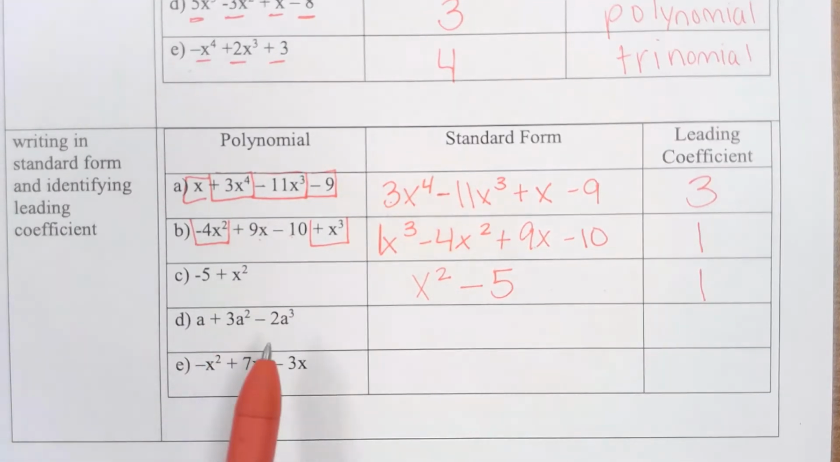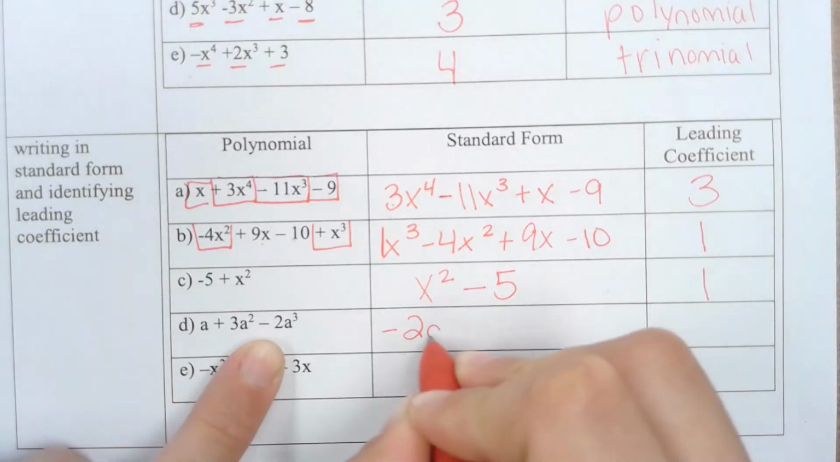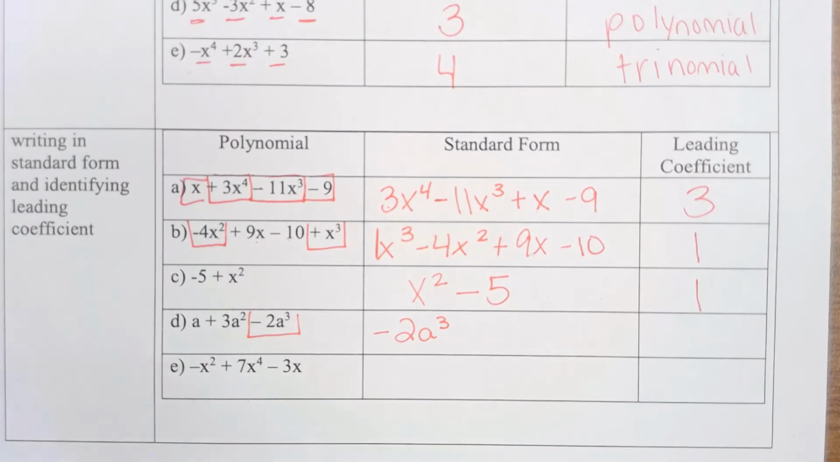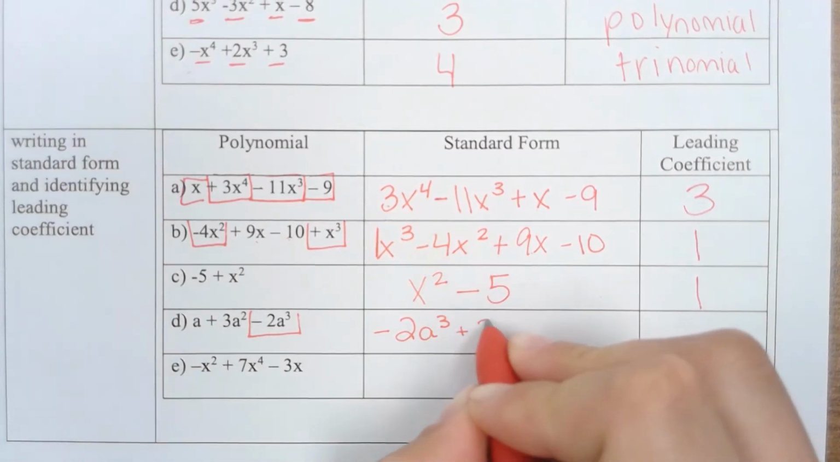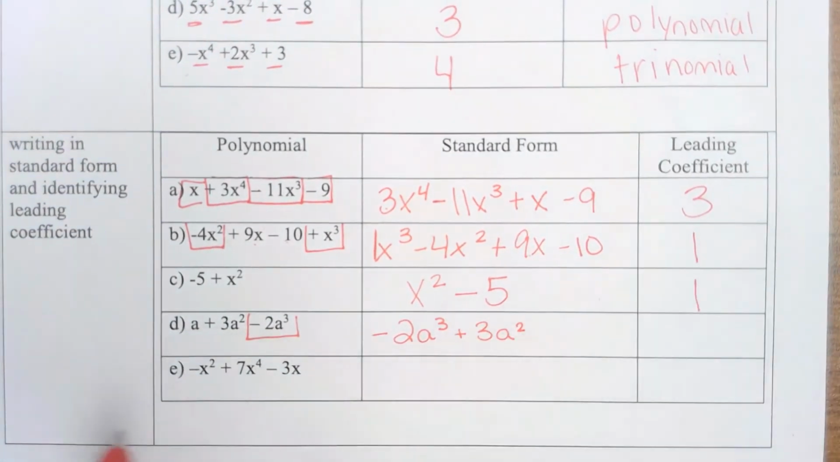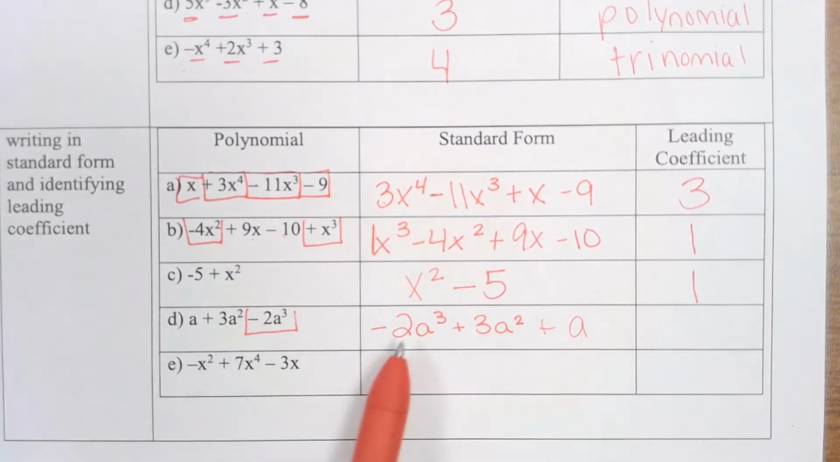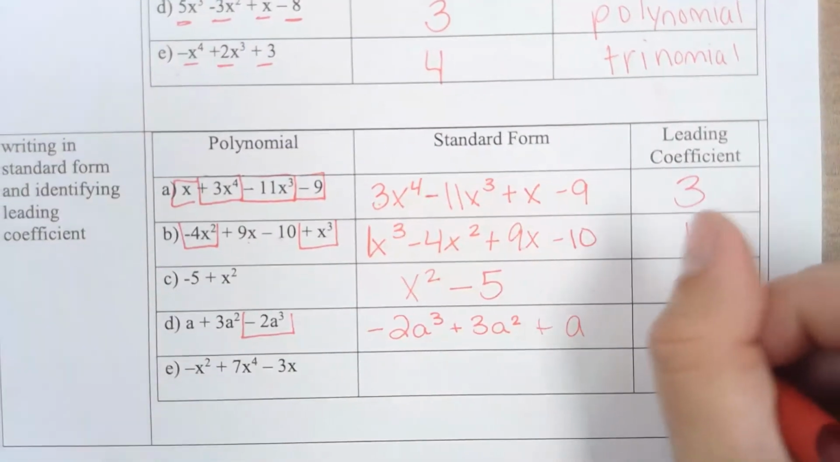Okay, so for D, again, you're going in alphabetical order with your highest exponent. So in this case, you guys should have started with that negative 2a cubed, because remember, a minus sign is really just a negative sign. Then your next term should have been this 3a squared, so plus 3a squared. And then your last term should have been this plus a. Okay, and then for your leading coefficient, again, the coefficient's the number attached to variables. So in this case, your leading coefficient would be negative 2.